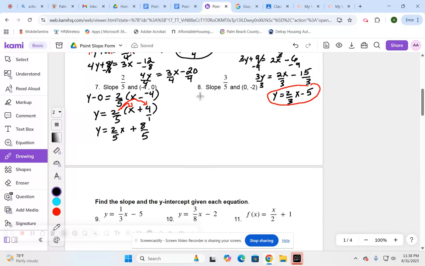Let's try the next one. Y minus negative 2 equals 3/5 times the quantity of x minus x sub 1. In this case, it's 0. So we'll have y plus 2 equals 3/5. We're going to distribute 3/5 x. And then if we distribute that to 0, we're just going to have 0. So the last step, we're going to subtract 2 from both sides. We'll have y equals 3/5 x minus 2. That gives us our equation in slope-intercept form.